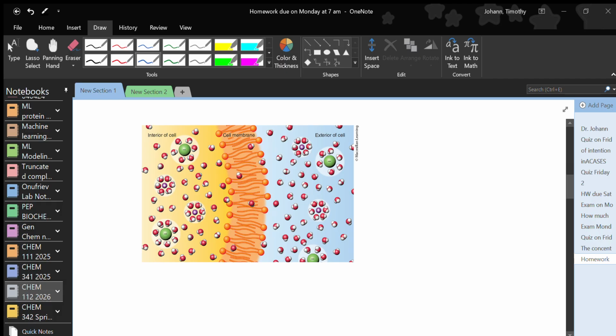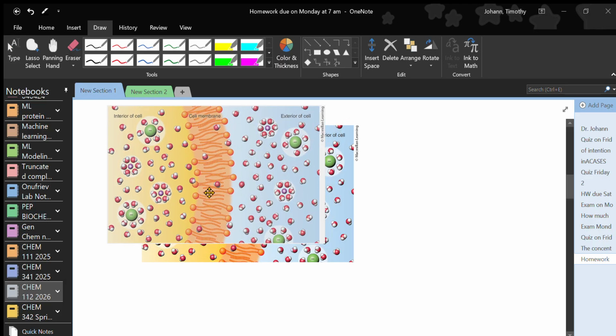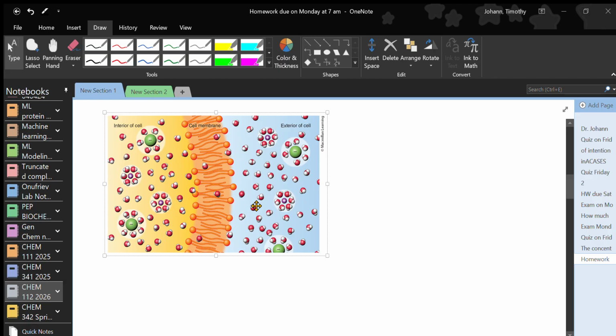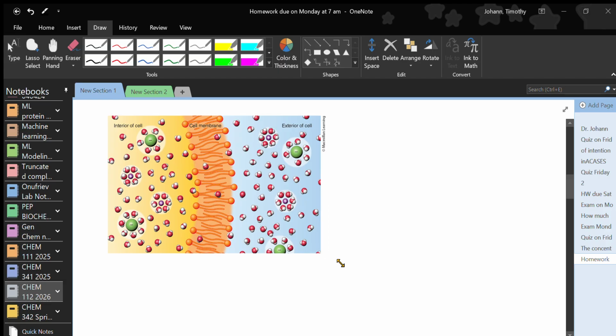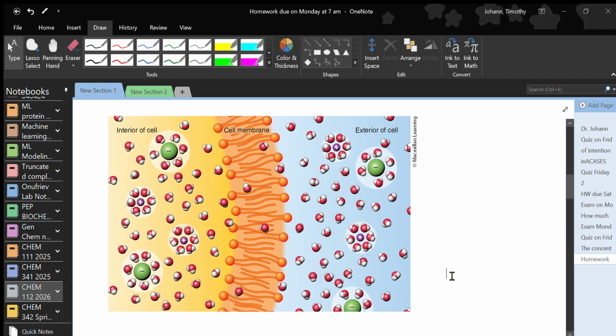All right, one reason that we care is that the number of particles in solution determines where water moves. Water will actually move from where there are fewer particles in solution to more particles in solution. So here's an example from your book. This is showing a cell. So we have the inside of the cell here.